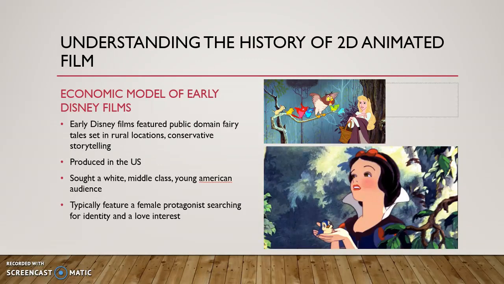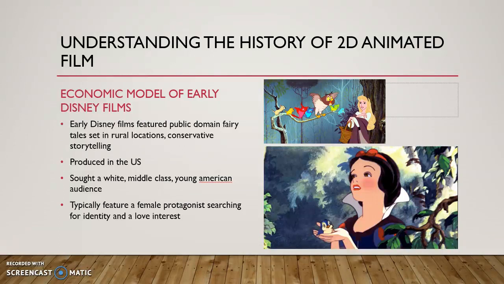So understanding the history of 2D animated film is a good place to start if you want to understand this history. And the important thing to understand is that 2D animation has a lot of specific guidelines that you need to work within, or else you're just going to be working for a really long time. 2D animation is best when you have a small amount of characters moving on a fairly flat background.